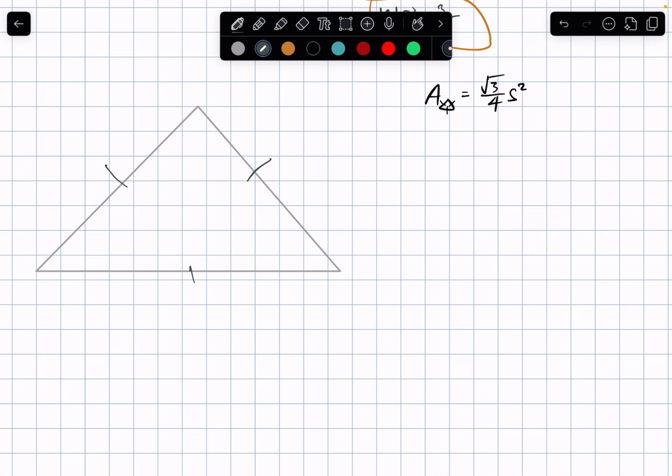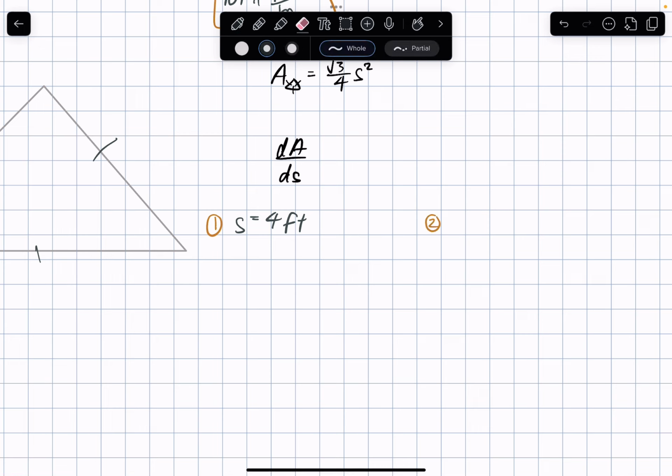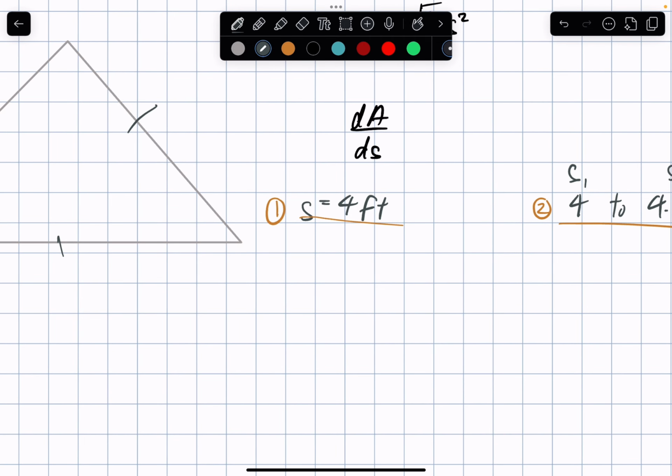So again, I'll read the instructions. You find the rate of change of the area of an equilateral triangle with respect to the side. So dA over ds. We have two scenarios. When the side is equal to 4 feet, and for the second scenario, when the side changes from 4 to 4.4 feet. So this is going to be S2, 4 is going to be S1. So what do we do now?